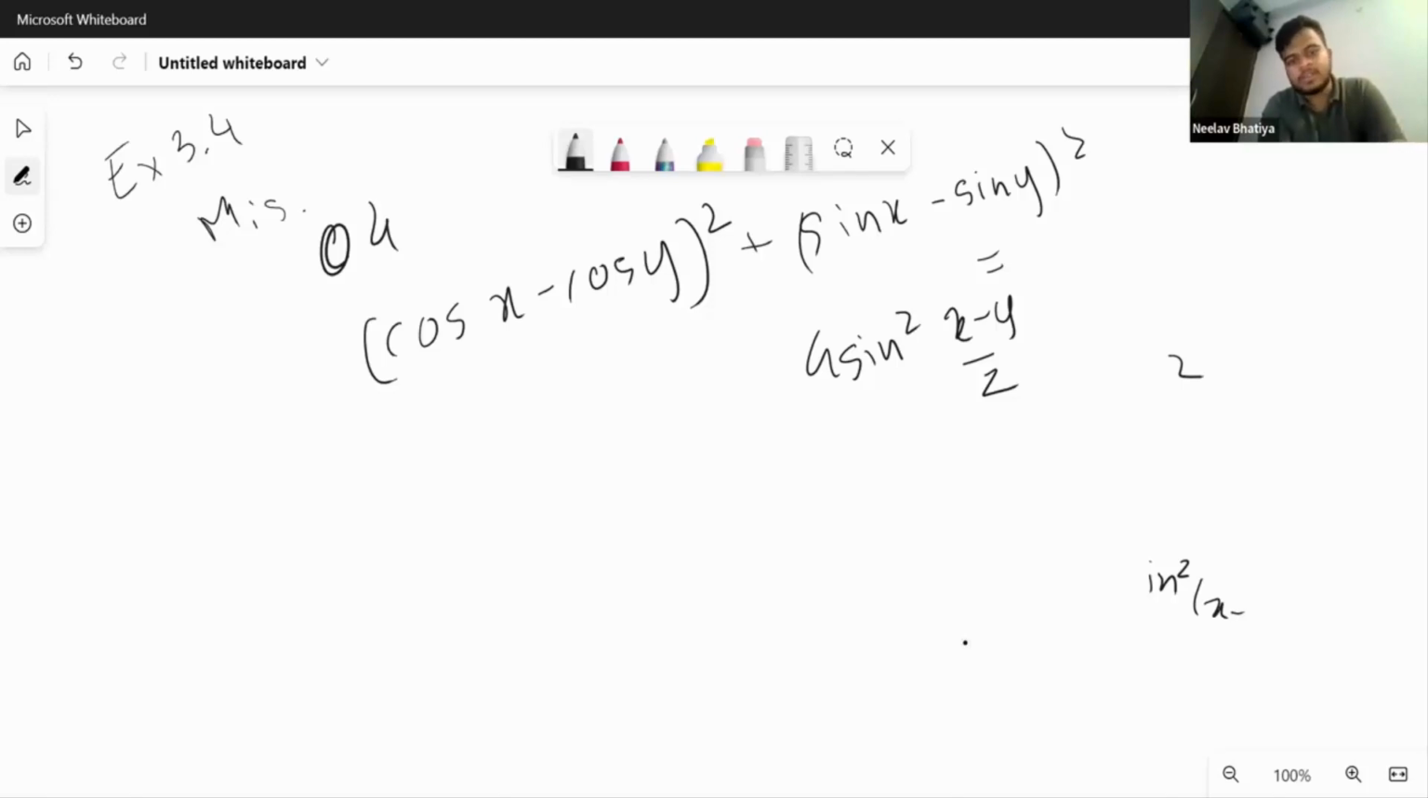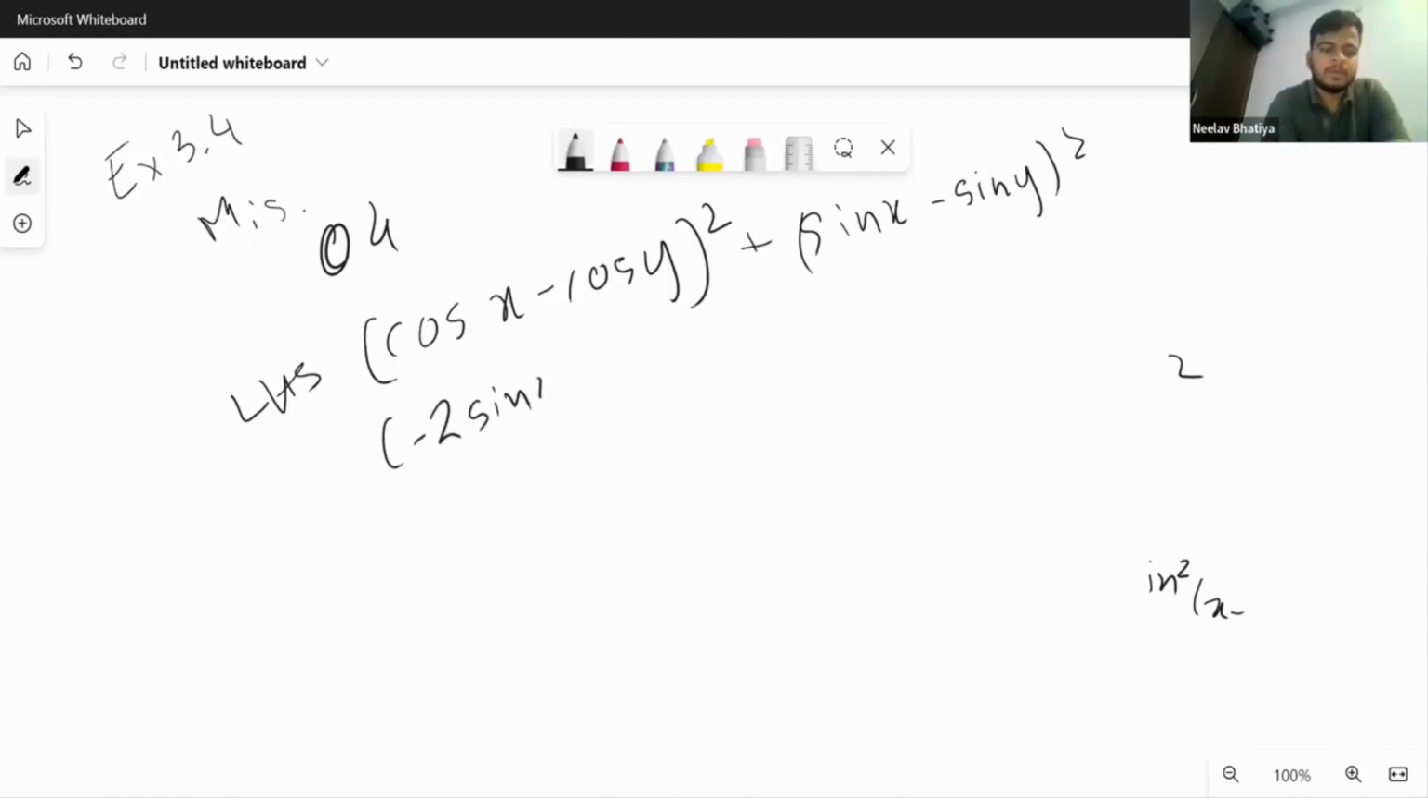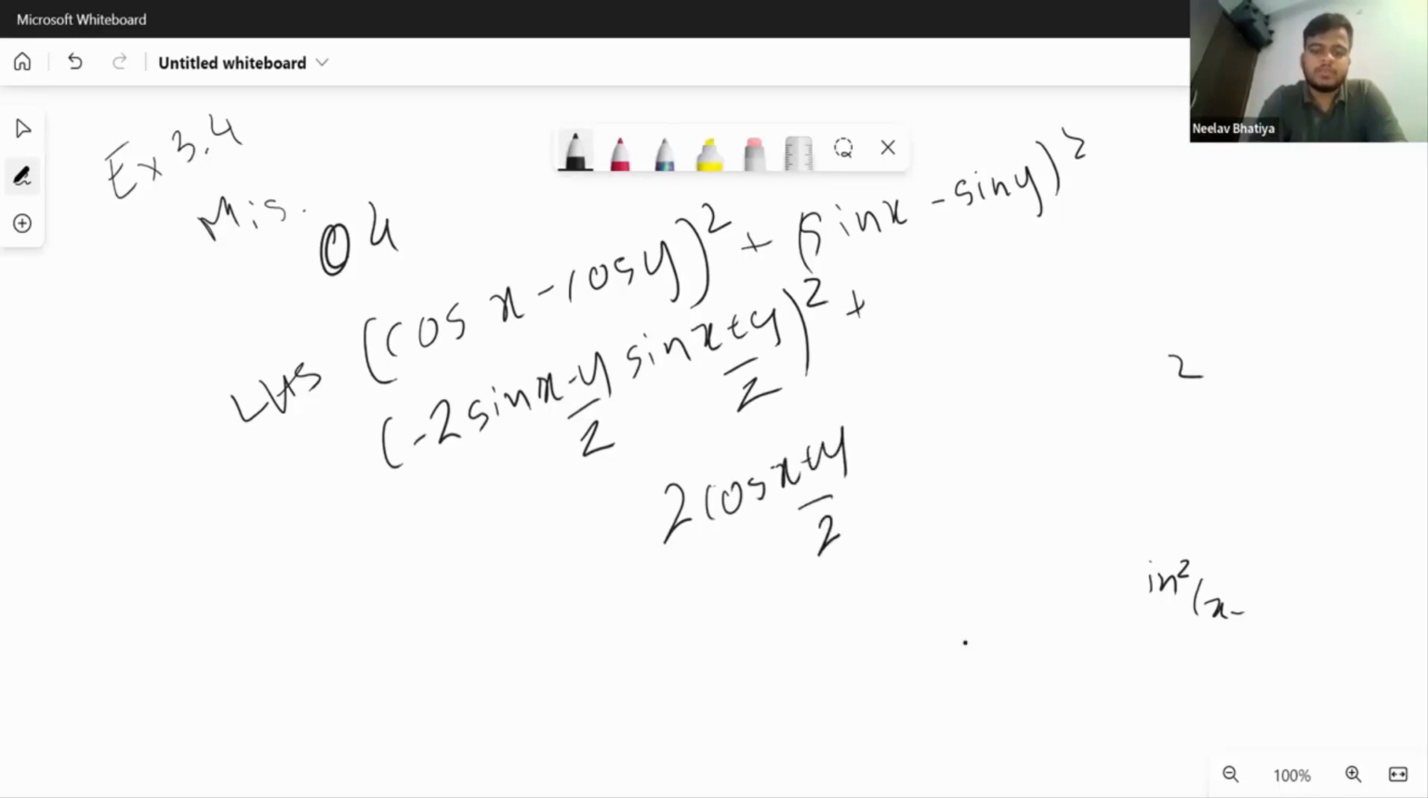Before opening this squared bracket, try and reduce the term inside to be equal to something that the RHS is. Let's try and do that. We'll write LHS and try to simplify this. Cos x minus cos y equals minus 2 sin (x minus y) by 2 times sin (x plus y) by 2, whole square, plus similarly applying the same formula to sine, sin c minus sin d is equal to 2 cos (x plus y) by 2 sin (x minus y) by 2, whole square. That is as simple as it gets.